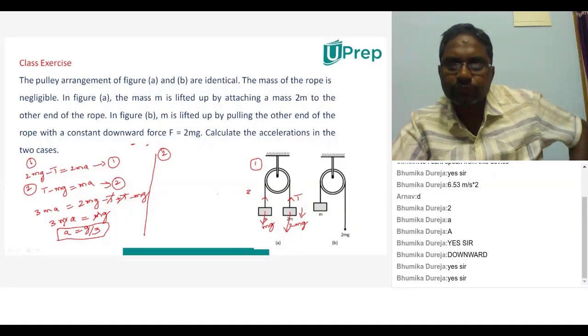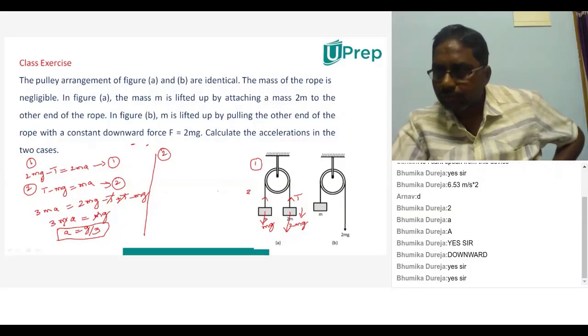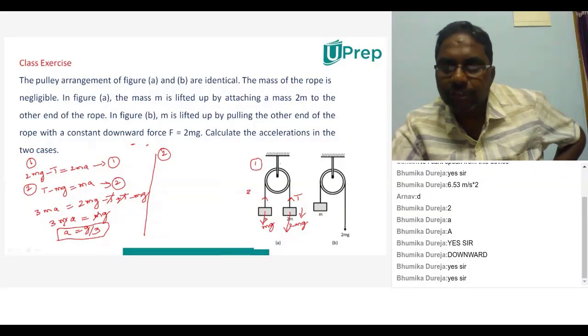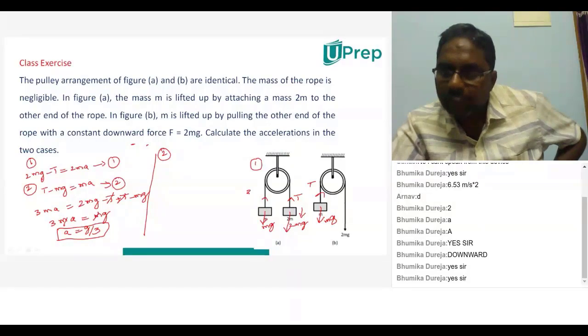Now, on mass m, how many forces are acting? Two forces. What are those two forces? Tension and weight. Let me draw here. The weight of the object will be downward, and T will act in the upward direction like this, as you are pulling here, isn't it?